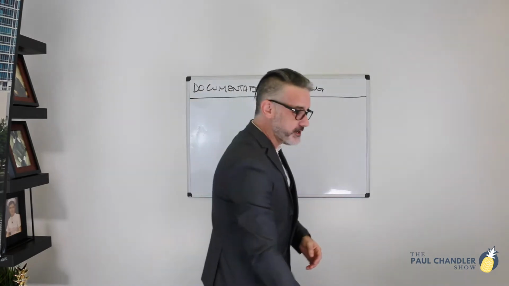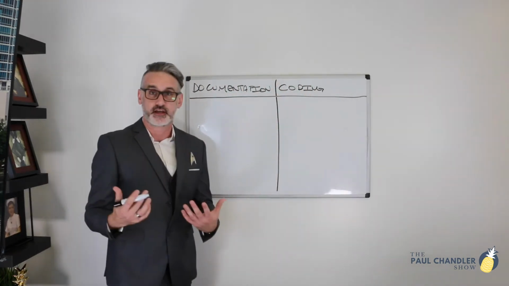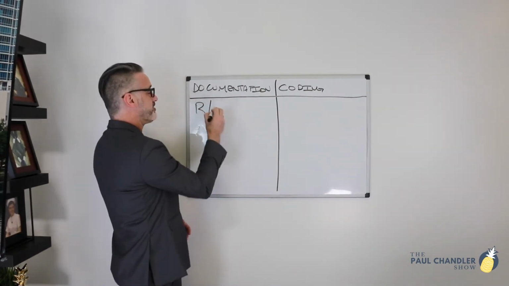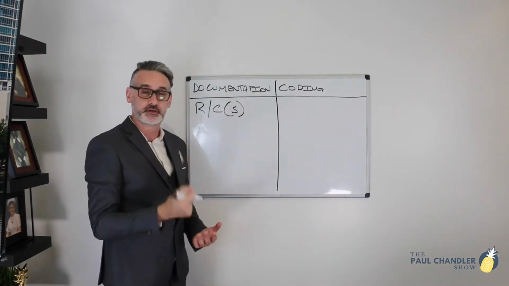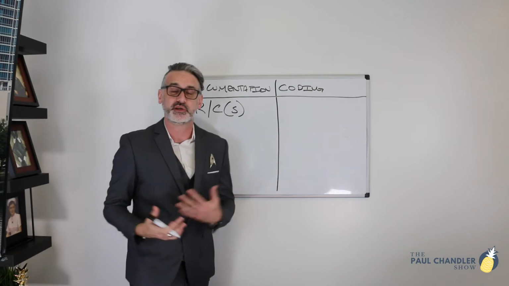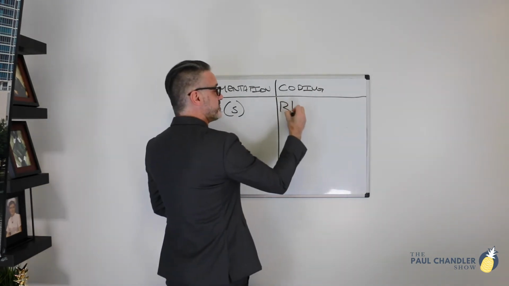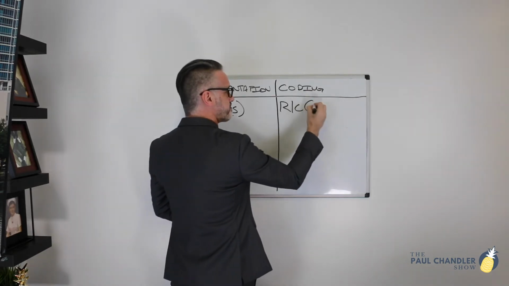So as far as the coding though, first of all, if a doctor has a repair closure, that's simple. So how I'm going to be putting it is R/C, parentheses S, that means repair closure simple. If the doctor is only doing a repair closure that's simple, then as far as coding, we're going to code a repair closure that is simple, and that's it.